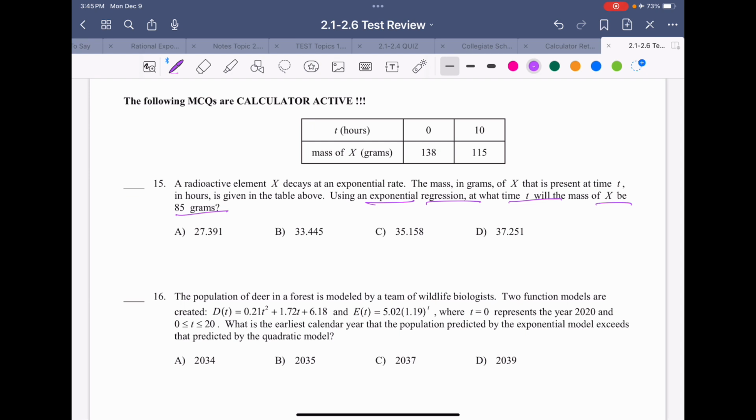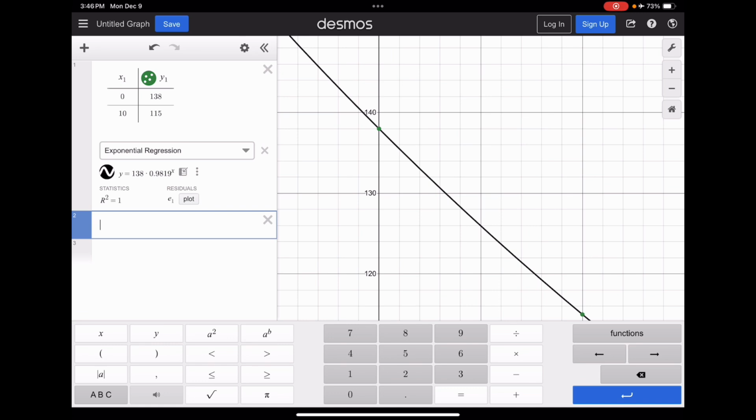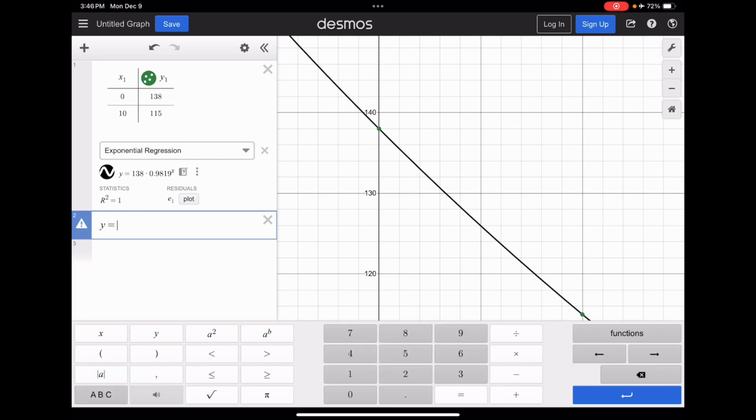All right, and so it says at what time t will the mass be 85 grams? Okay, so that means that m of t would be equal to 85 grams. The time is the input. They gave me the output. Make sure you know which one you got. I have the output, so when I go over here, I can type in y equals, what was it? 85. I told you to change it to 75, remember?